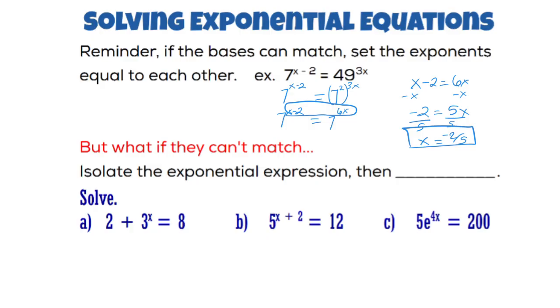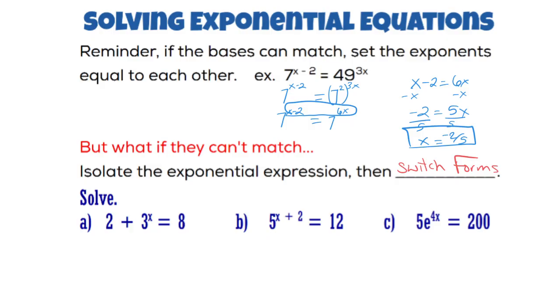But what happens when they don't match? Well, if they don't match, then you isolate that exponential expression. Whatever the exponential is, if you've got some stuff added or subtracted off to the side, you get that out of the way, you isolate it, and then the trick would be to switch forms. That's our go-to in this case. So let's practice the switching forms.